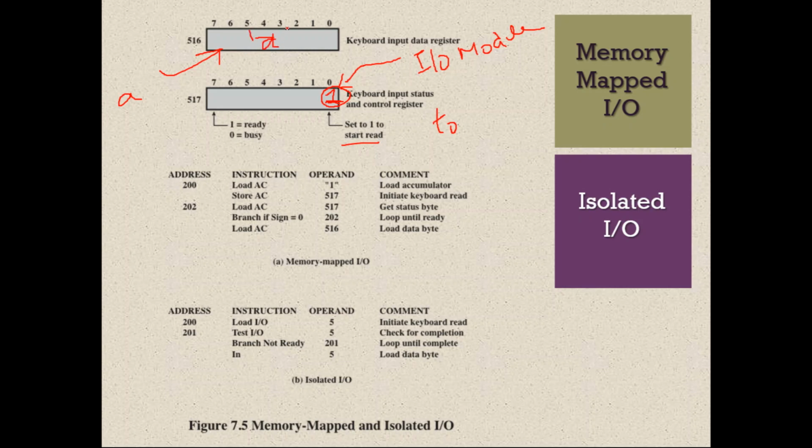I mean, this keyboard data register A will come. Once the data is read from the user, then immediately the most significant bit should be set, which means that the data is ready. When this bit is set, it means data is ready, and a read operation can be performed. If this is 0, it means that the keyboard is busy.